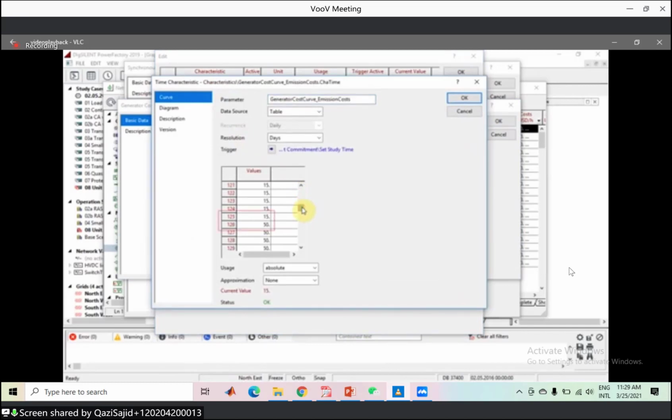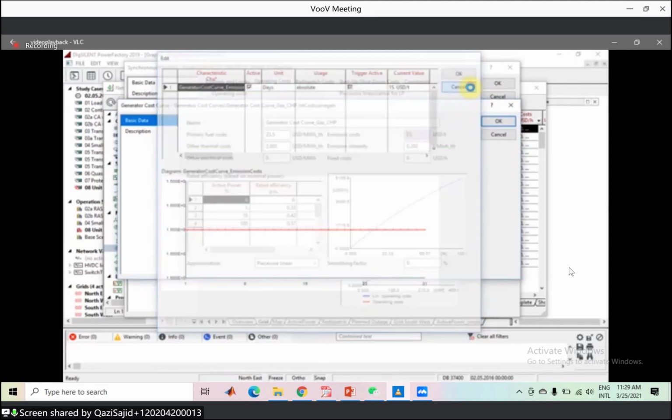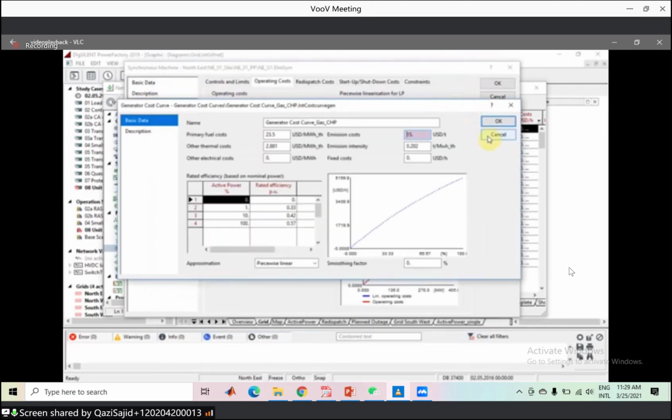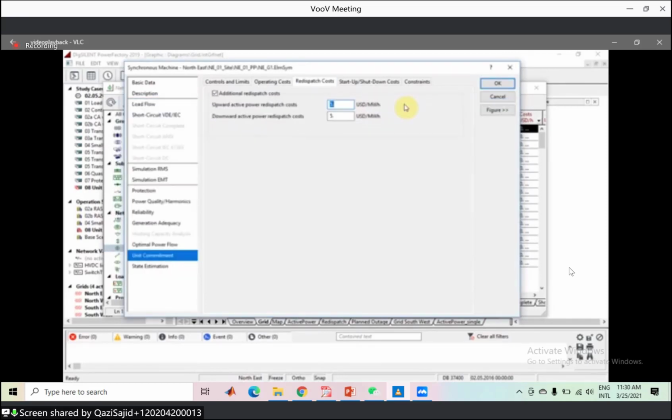On day 126, the fourth day of the simulation period, the value of the emission costs is changed from $15 per ton to $50 per ton. This is used to illustrate heavily increased CO2 emission costs that could occur in the future. As the emission intensity is higher for coal than for gas, emission costs are more onerous for coal, and so we expect this to be reflected in the redispatch of the two fuel types. Additional redispatch costs can be defined, as well as startup and shutdown costs, and ramp rates and minimum on and off times may be entered here.